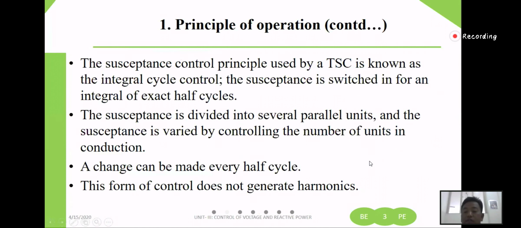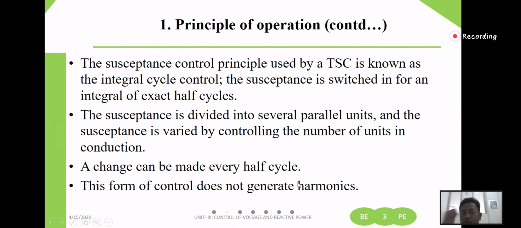Okay, so normally for such an arrangement, which means TSCR, there won't be any harmonics; it will not generate any harmonic as such. Theoretically it has been said that this form of control does not generate harmonics, whereas TCR generates harmonics.